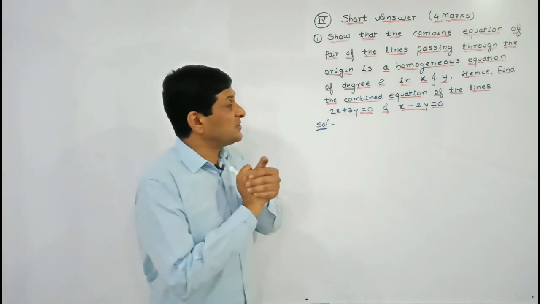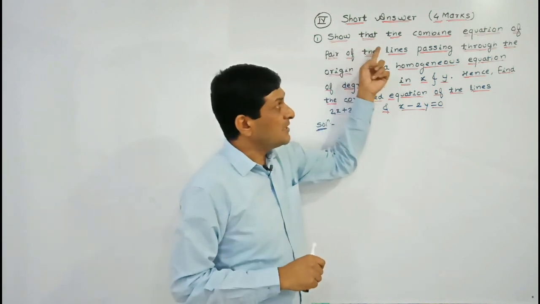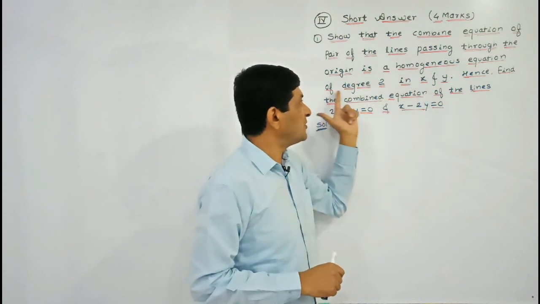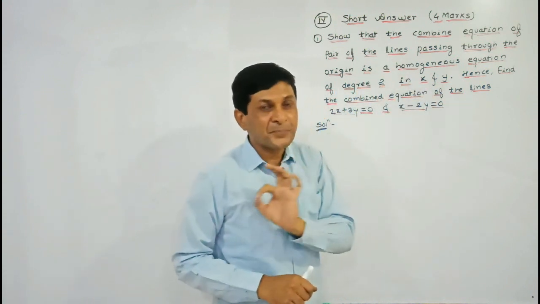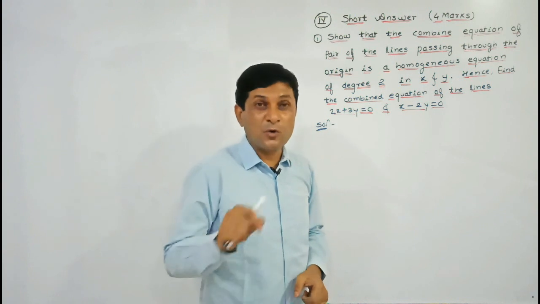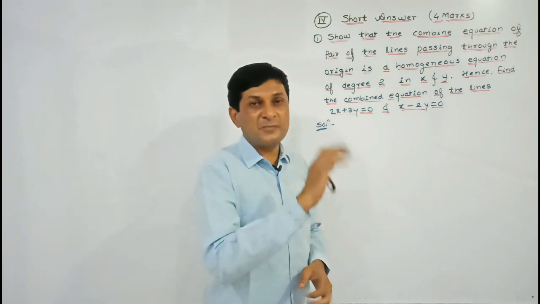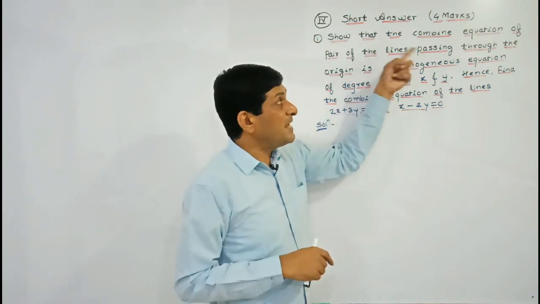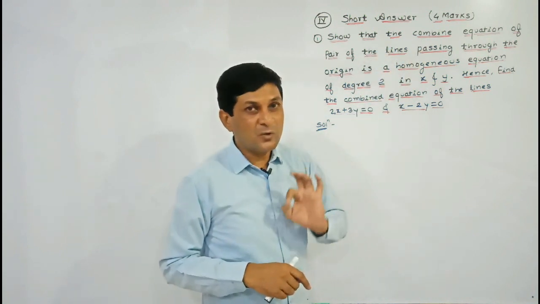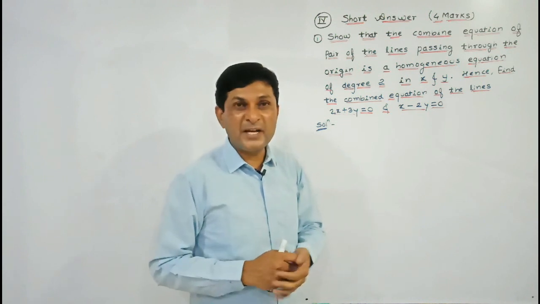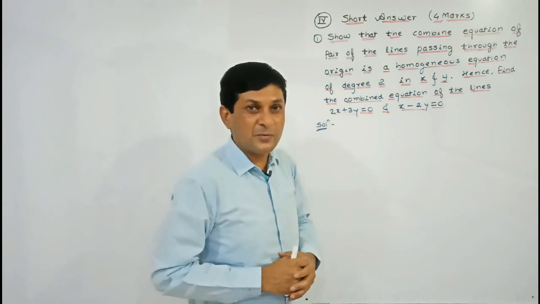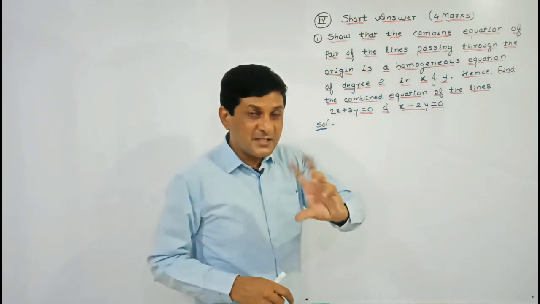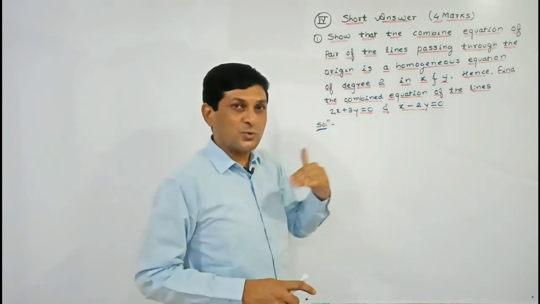So in the first theorem we have to show that the combined equation of a pair of lines passing through the origin is a homogeneous equation of degree 2 in x and y. We can say that an equation is homogeneous if the degree of each term is constant. Now we have to prove that the combined equation of a pair of lines passing through the origin. How to find the combined equation? By taking the multiplication of 2 equations, and as it stands our lines pass through the origin. So let us consider a pair of equations passing through the origin.